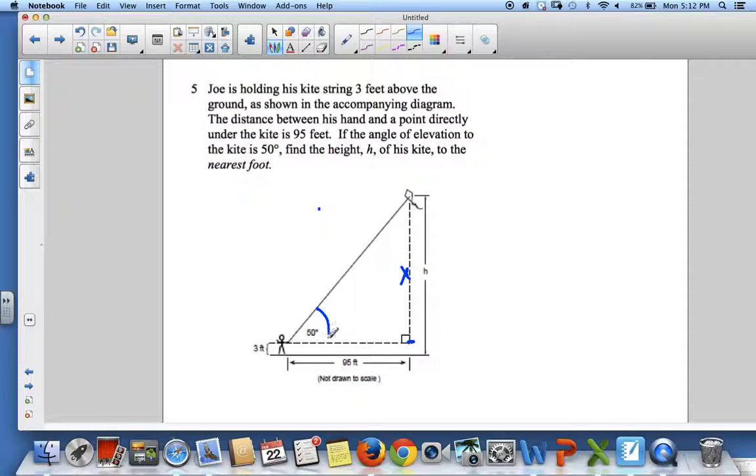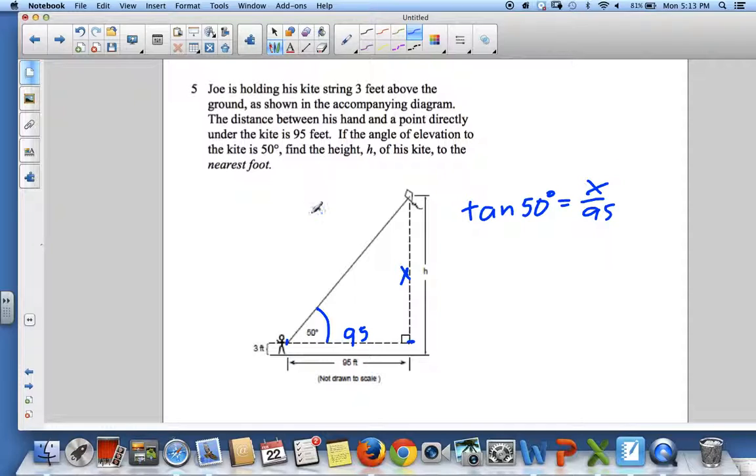So I'm just going to do the work for this one. This length right here, across from this point here to here, is given to be 95 feet. So now in relation to the triangle, this side is opposite the 50-degree angle, and this is adjacent. Opposite and adjacent is tangent. So tangent of 50 degrees equals x over 95.